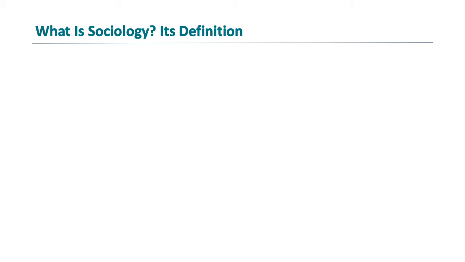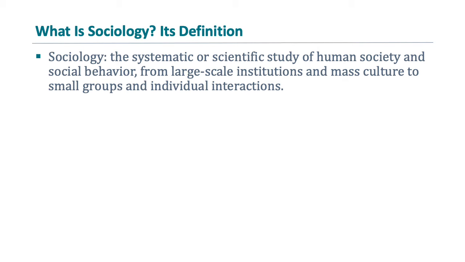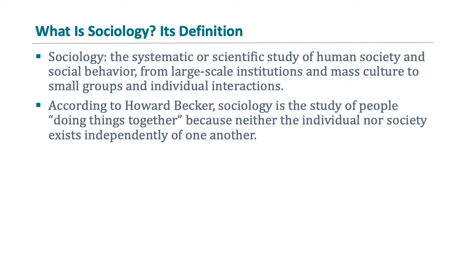Let's try to take our understanding of sociology a little further by exploring its definition. The textbook provides this definition. Sociology is the systematic or scientific study of human society and social behavior, from large-scale institutions and mass culture to small groups and individual interactions.